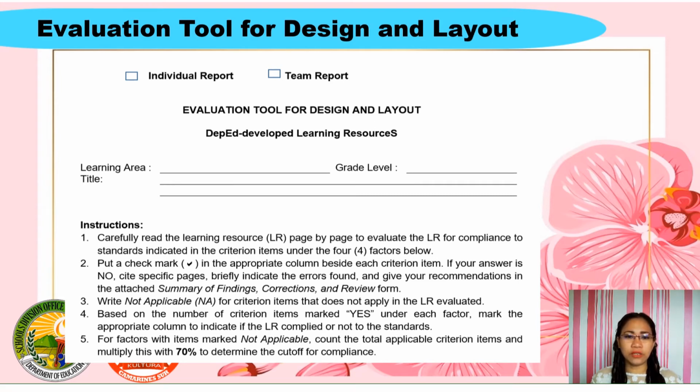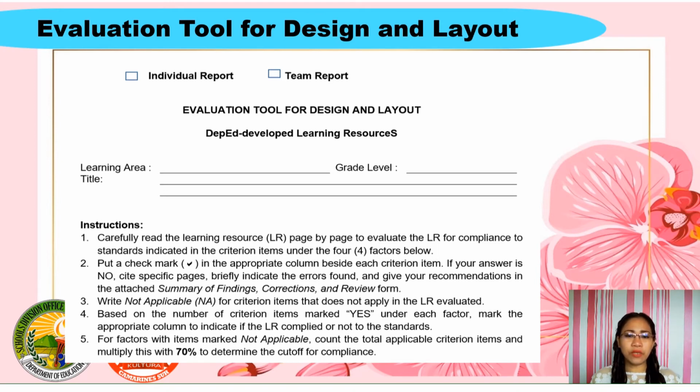For the instruction, first, carefully read the learning resources or the LR page by page, to evaluate the LR for compliance to standards indicated in the criterion items under the 4 factors. Put a check mark in the appropriate columns beside each criterion item. If your answer is no, cite specific pages, briefly indicate the errors found, and give your recommendations in the attached summary of findings, corrections, and review forms.